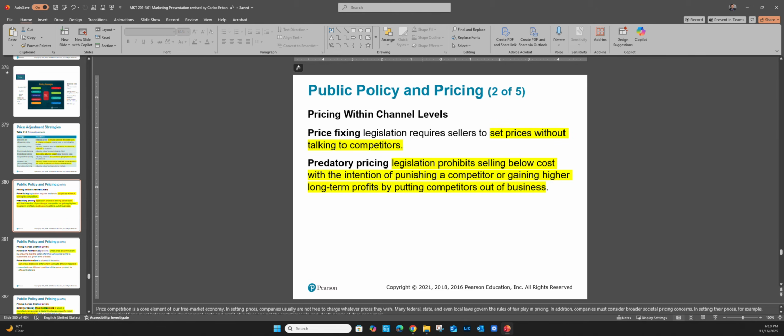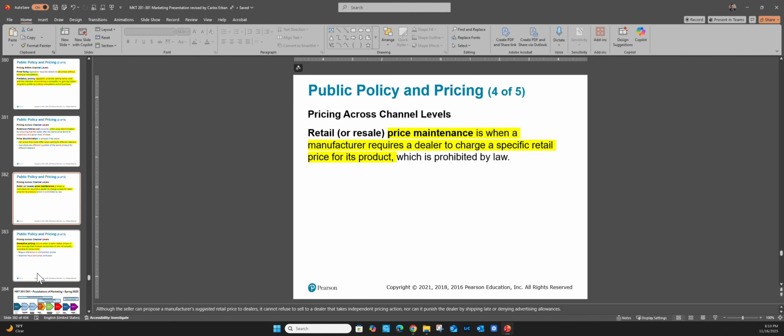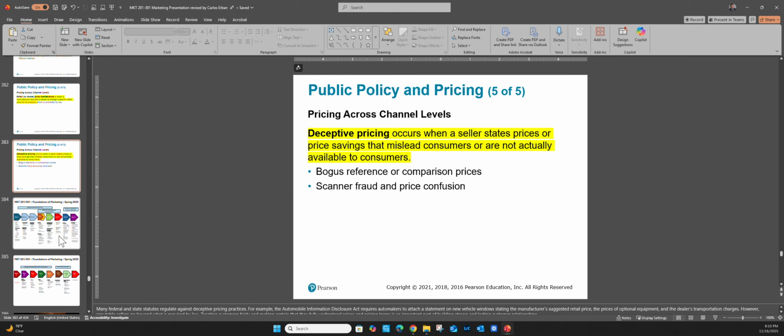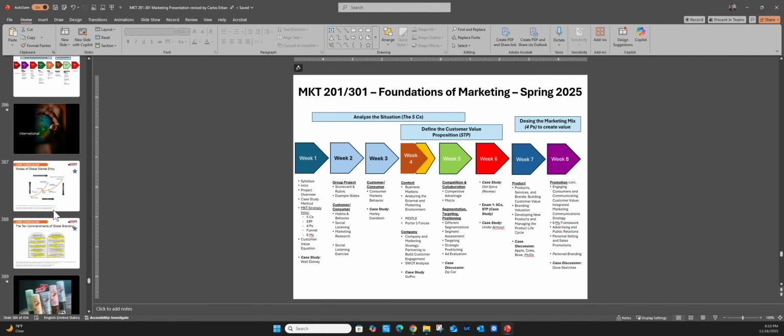Again, there are certain things to be careful with. You cannot do price fixing or predatory pricing, which is to go below cost. There is the Robinson-Patman Act, which does not allow for price discrimination, and then you also have pricing across different channels. There are all these rules, deceptive pricing, where you try to mislead consumers. So there are all these laws. All right, so that takes care of pricing.